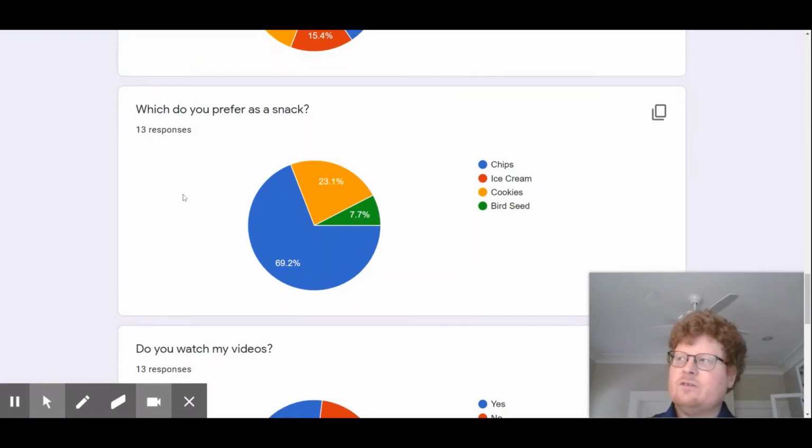Nobody chose ice cream, which would be my favorite snack. If I had a bucket of ice cream in the fridge, it would be a bad thing. There is a reason I need to lose weight.